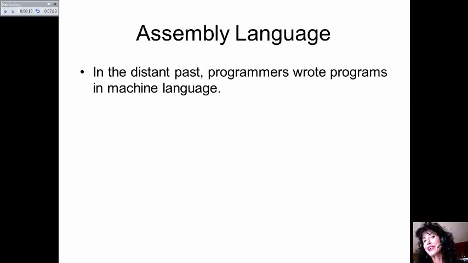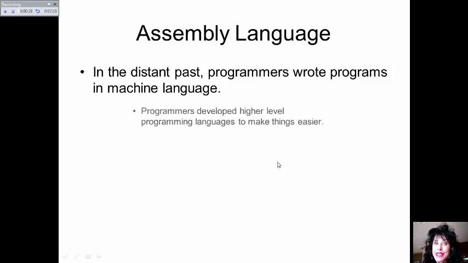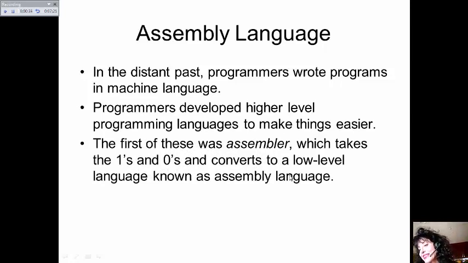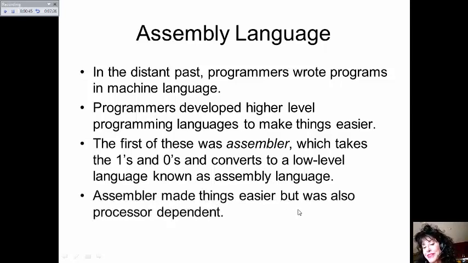And we are going to talk about machine language more in our next video about hardware. Assembly language. Well, in the distant past, programmers wrote programs in machine language, but that was kind of difficult, as you can imagine. So the programmers developed a slightly higher level programming language to make things easier, and the first of these was assembler, also known as assembly language, which takes the 1s and 0s that we saw on the previous page and converts it to a low-level language known as assembly language.